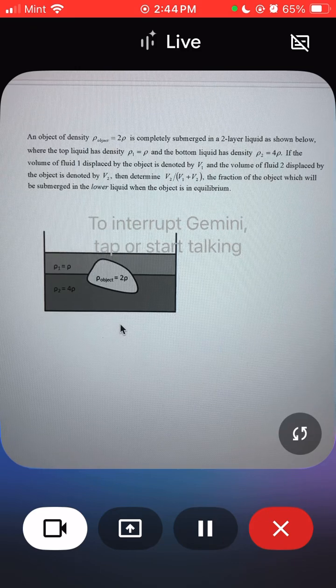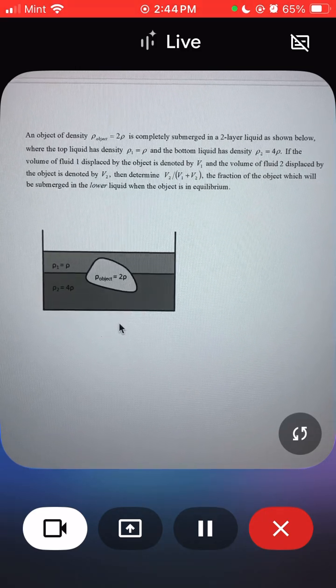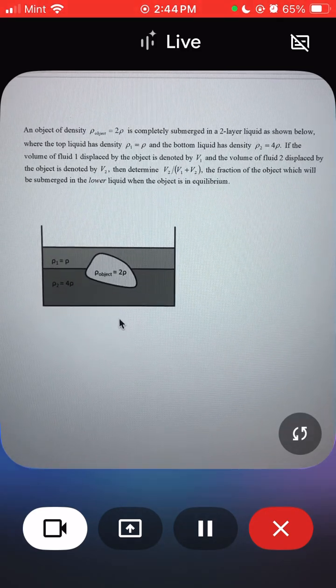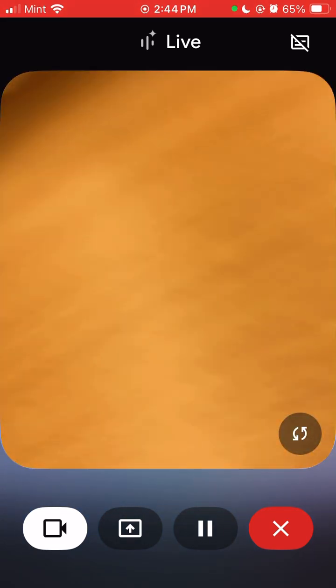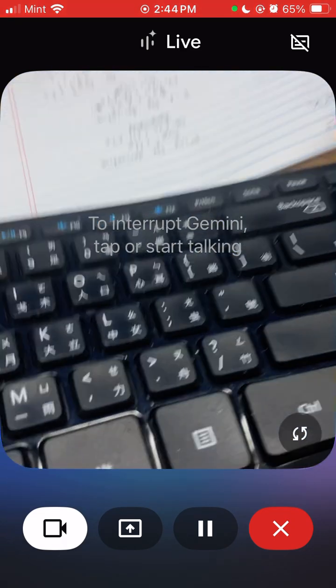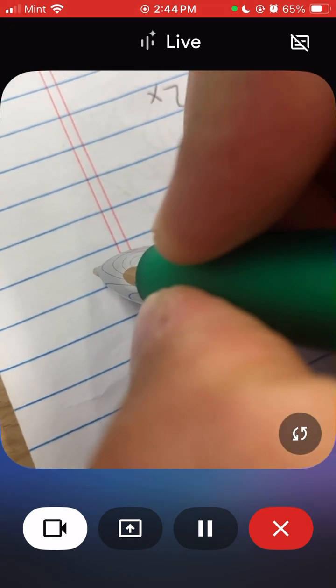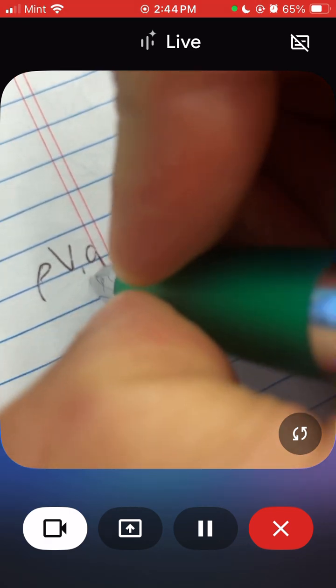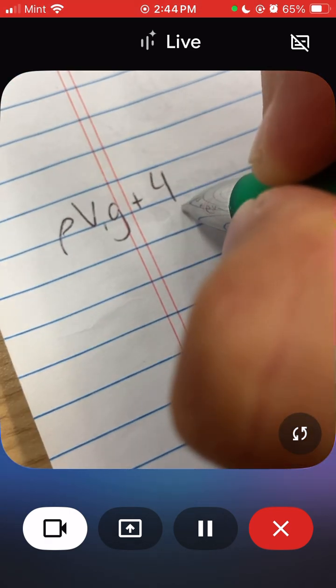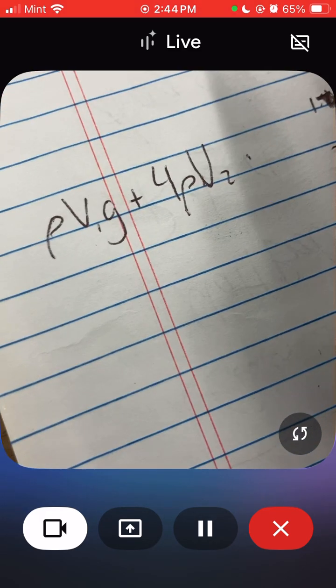Next, we'll express the buoyant force and the weight of the object in terms of the given densities and volumes. Do you want to work through the math together? Yeah, let's do it. Sounds good. We know the buoyant force equals the weight of the object, so we can set up an equation using the densities and volumes. The buoyant force is rho V1 g plus 4 rho V2 g, and the weight of the object is 2 rho (V1 plus V2) g. Do you want to try setting those equal to each other?